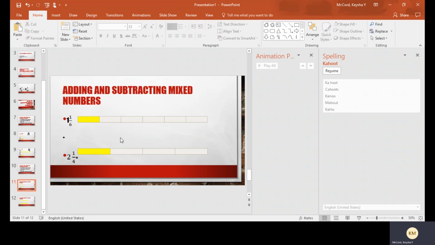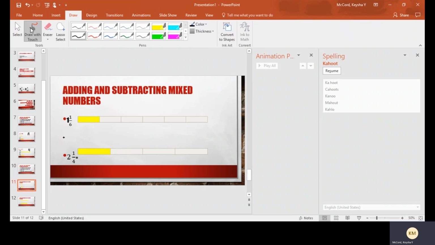So what am I going to do? I am going to find the least common denominator of 6 and 4. So I'm going to make a T-chart. And I would put 6 and 4. 6 times 1 is 6. 6 times 2 is 12. 6 times 3 is 18. 4 times 1 is 4. 4 times 2 is 8. And 4 times 3 is 12.